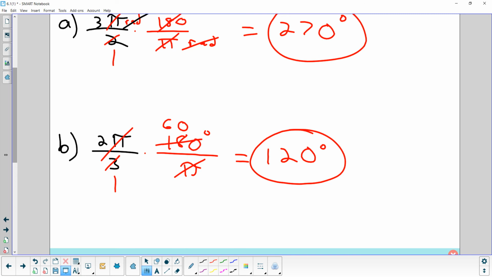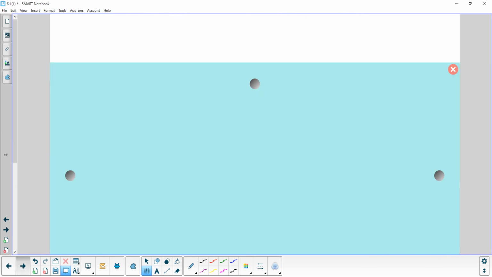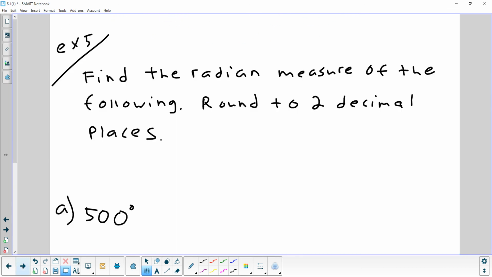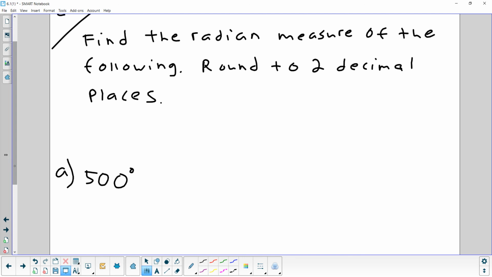Any other questions on that? Okay, so these are exact answers. I think we've got one or two that ask us to do a decimal. We'll practice one of each, and then that'll be the end of this section. Okay, convert to radians, round to 2 decimal places.